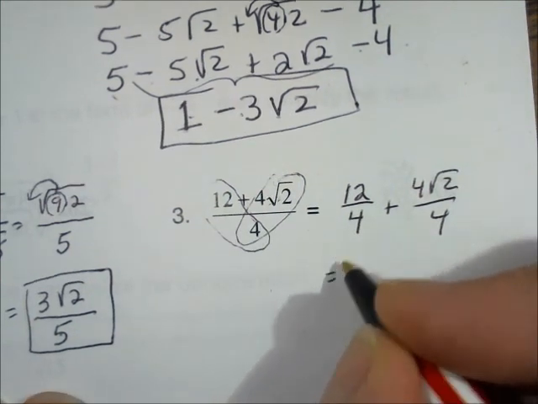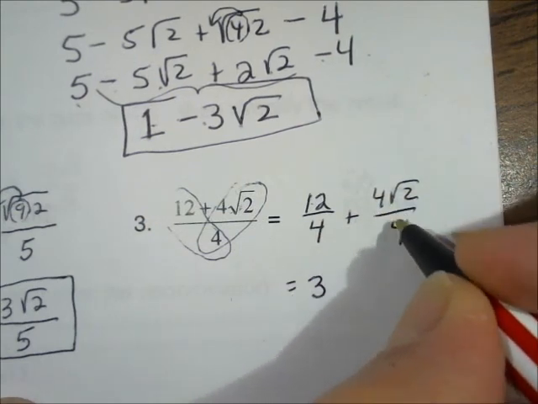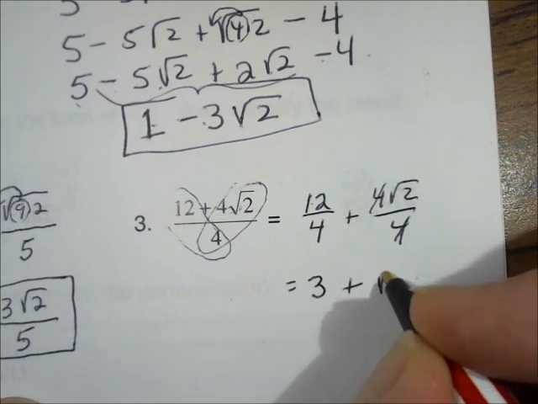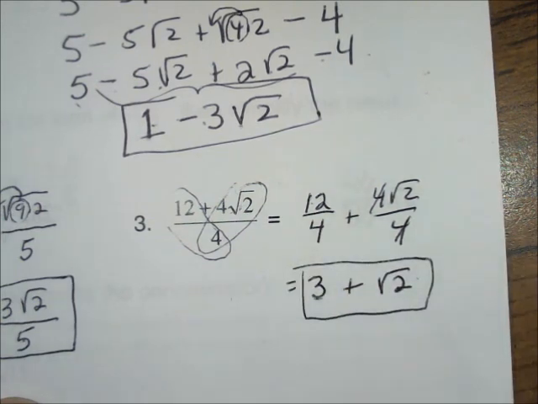And we just simplify each fraction down. 12 divided by 4 is just 3. And the 4s on the outside of the radicals can cancel out, and you're left with 3 plus the square root of 2. And they can't be combined because one is a radical and one is not.